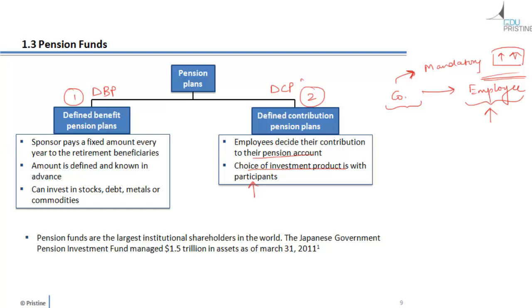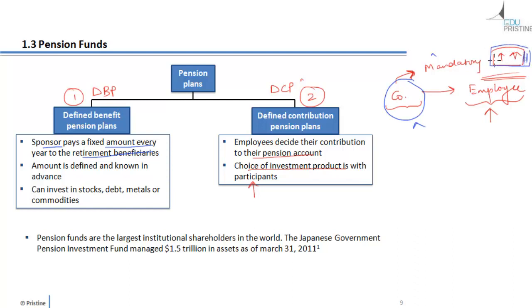Let's talk about the defined benefit plan, which is quite the opposite, where the driving force is the company or the employer. Here, the sponsor pays a fixed amount every year to the retirement beneficiaries, pretty much like the one which was being paid earlier also. But the point is, who is managing this fund now?